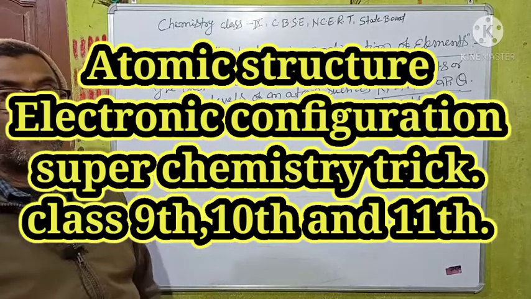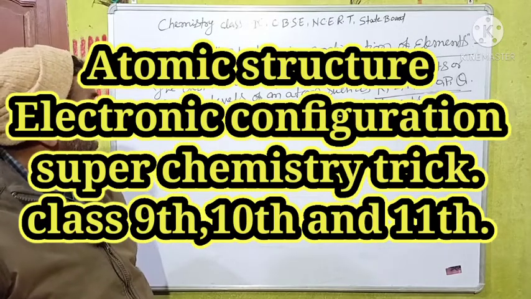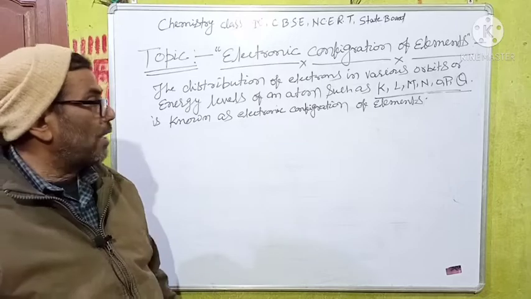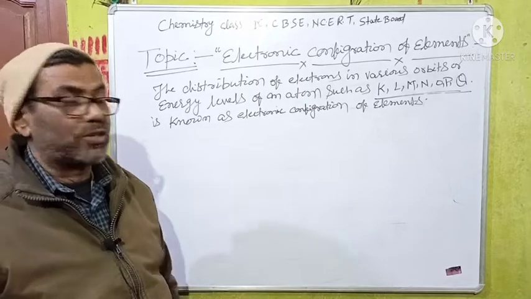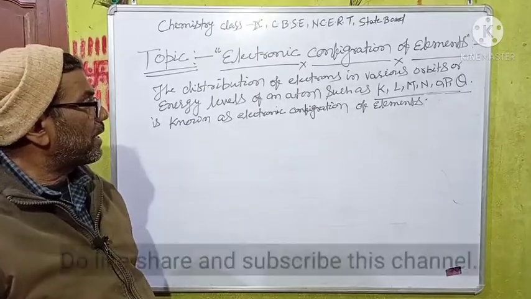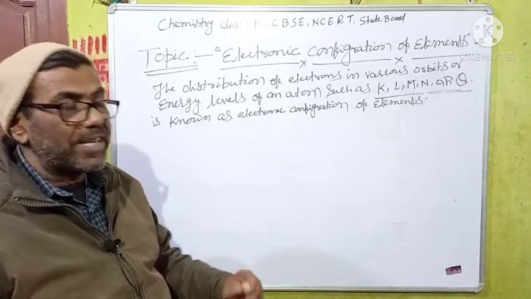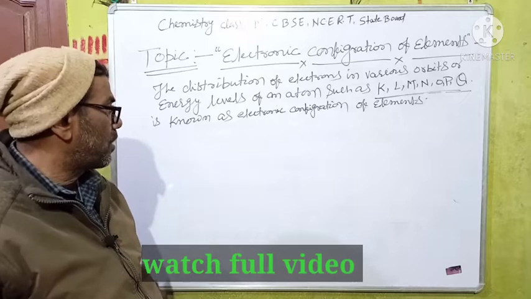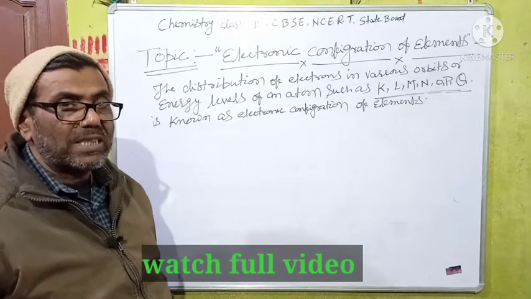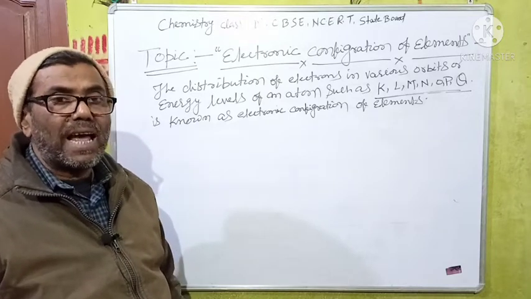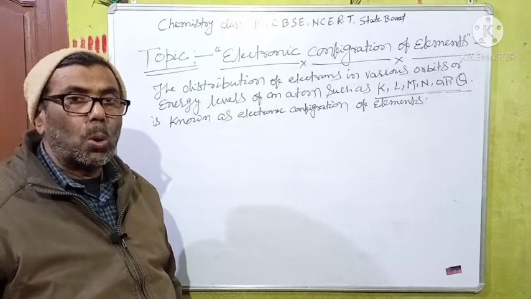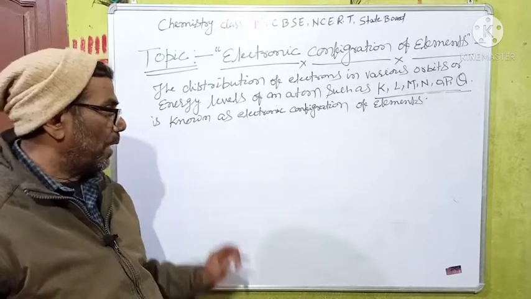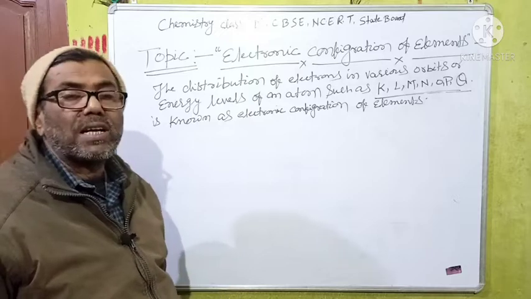Good morning, children. Today I shall teach you about the electronic configuration of elements. We know that the distribution of electrons in various orbits or energy levels of an atom such as K, L, M, N, O, P, Q is known as electronic configuration.